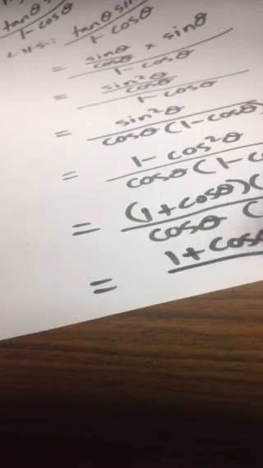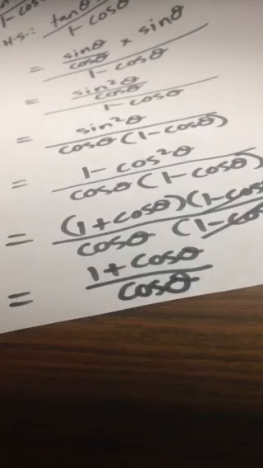And now we can see what is going to cancel out with this 1 minus cos theta. Here it is. And I am going to end up with 1 plus cos theta divided by cos theta. So I am very close now to getting that final line.